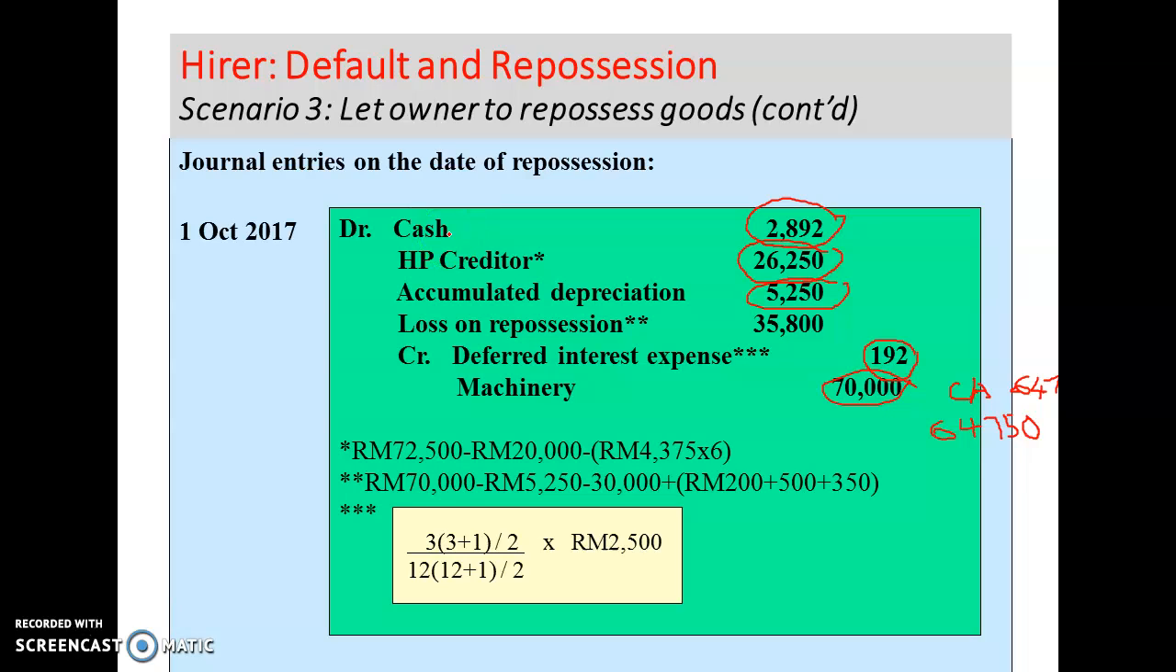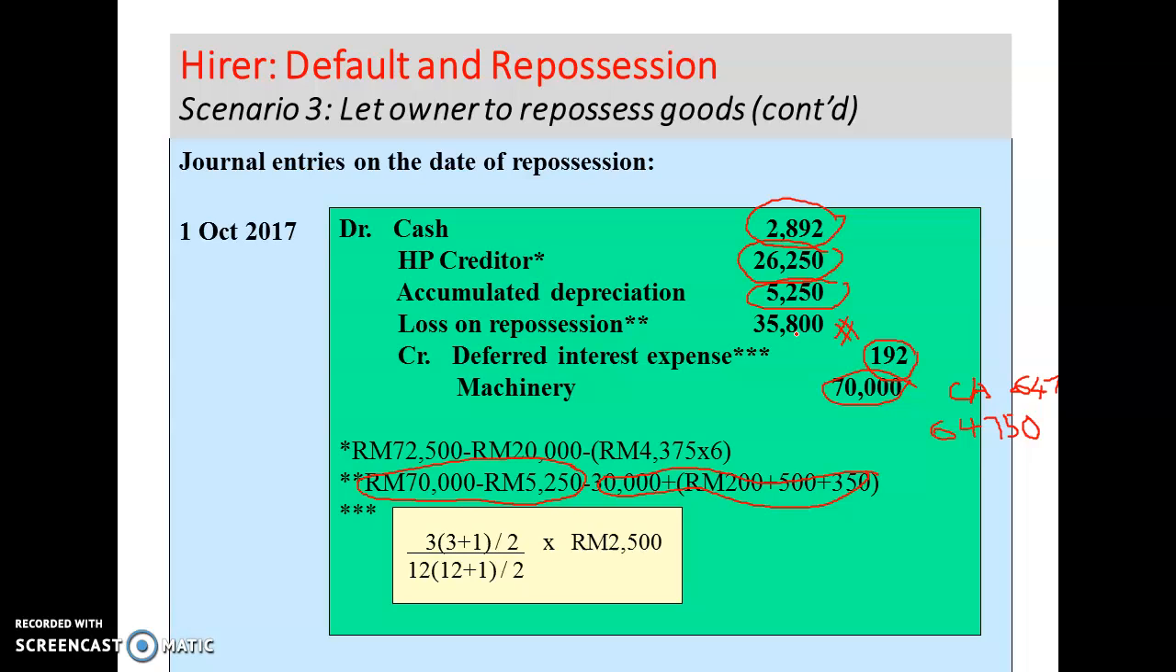Now, what's left here is the amount of loss on repossession. The amount is determined basically by the difference between the carrying amount of the asset and the fair value of the asset, minus the repossession cost. So that would give a loss on repossession of 35,800.